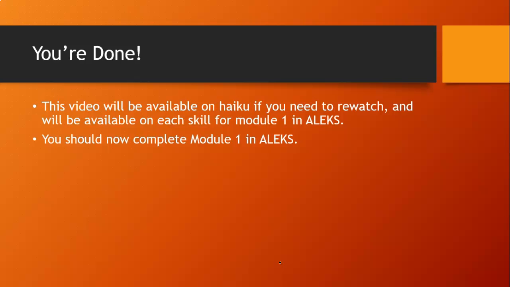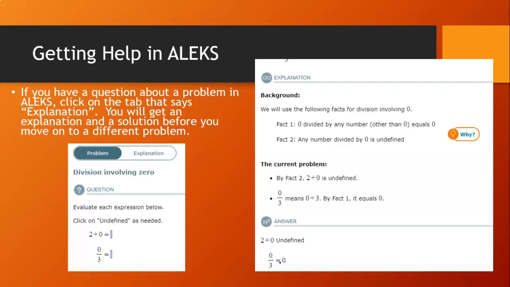You're done. This video will be available on Haiku if you need to rewatch, and will be available on each skill for Module 1 in ALEKS. You now need to go to ALEKS and complete Module 1. If you have a question about a problem in ALEKS, you're going to click on the tab that says Explanation. You will get an explanation and a solution before you move on to a different problem.